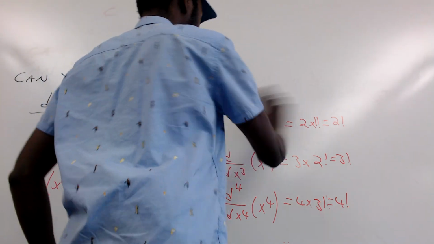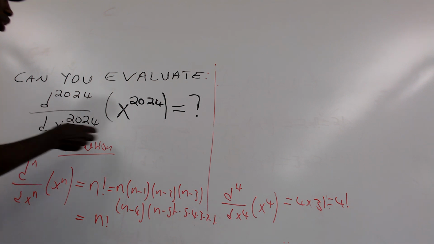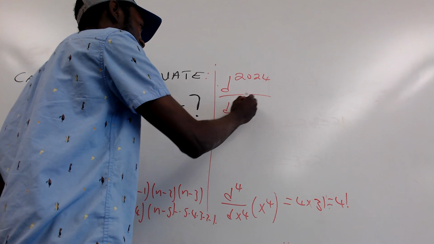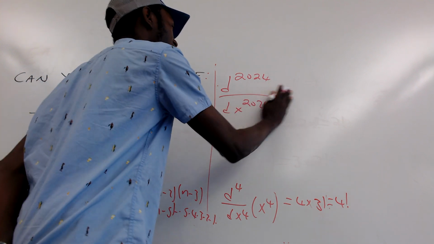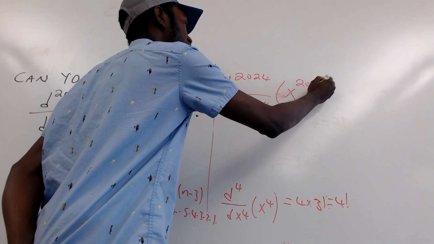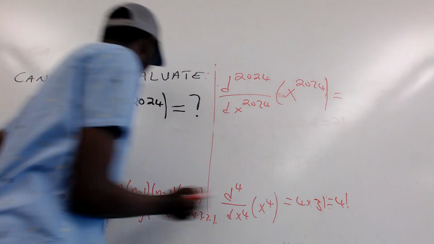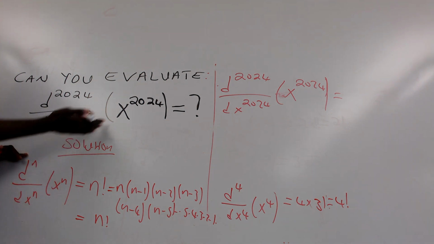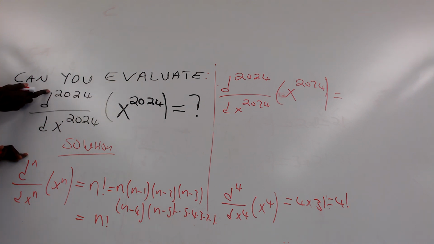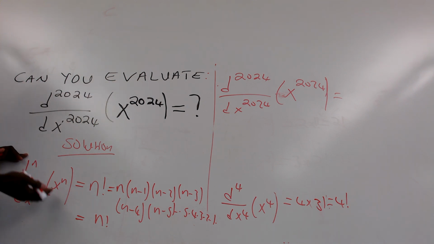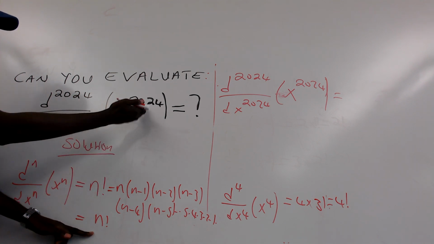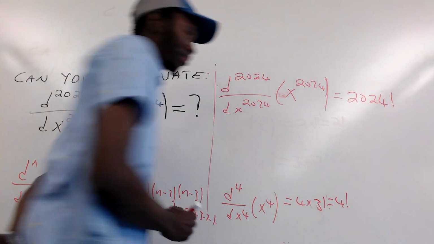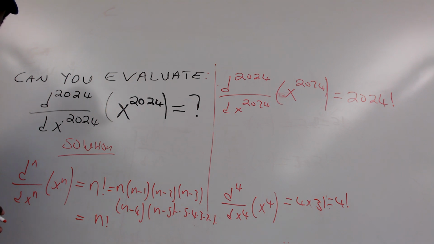So in this case, the result given as d^2024 divided by dx^2024, the derivative of x^2024, if we follow this trend given here, d^n over dx^n and the function is x^n. Here again, the function is x^2024, the degree here is 2024. So the same thing is just going to be n factorial, and n here is 2024. So the result is going to be 2024 factorial. So you see, very simple and straightforward. This is how we simplify.